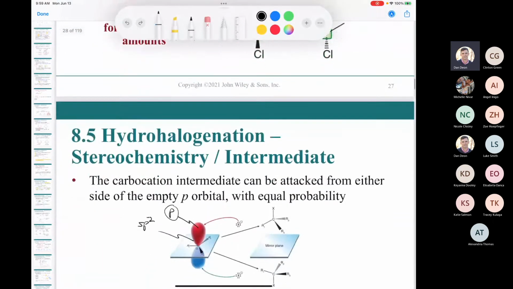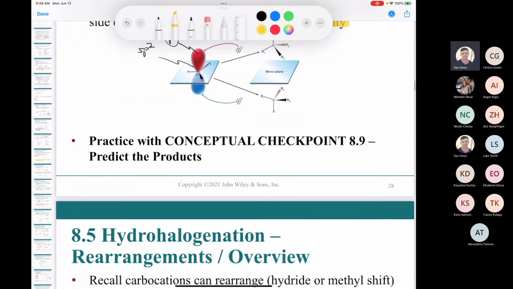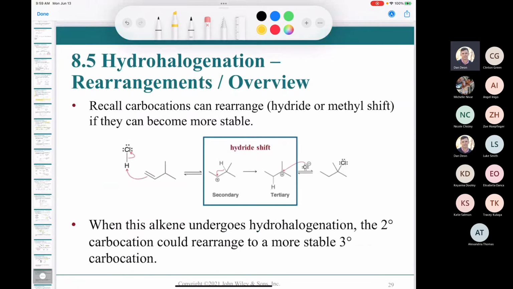Okay, you could be diastereomers depending on the situation, but the idea that you need to be aware of is that the nucleophile can attack either face of the molecule, or I should say either face of the carbocation, with equal probability. You're going to get a 50-50 mixture of stereoisomers. All right. Now, one more concept before we try some practice, and that is the carbocation rearrangement.